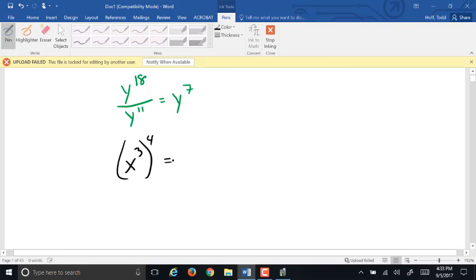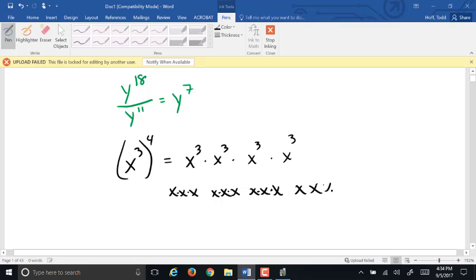What if I take x to the 3rd to the power of 4? That's saying I have 4 x to the 3rds multiplied together. Well, x to the 3rd is 3 x's multiplied together. Let me write that a little bit bigger. So if I'm multiplying those all together, how many total do I have multiplied together? Well, there's 12. That's x to the 12.